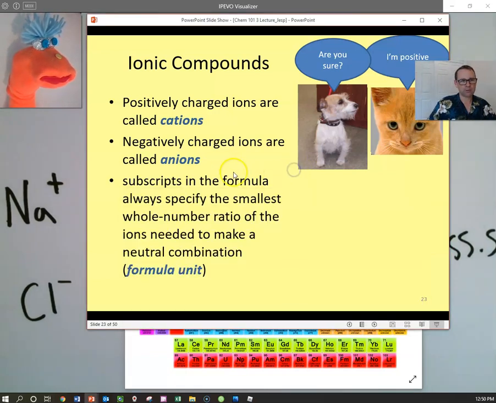We also have general names for positively charged ions and negatively charged ions. Positively charged ions are called cations, and negatively charged ions are called anions.